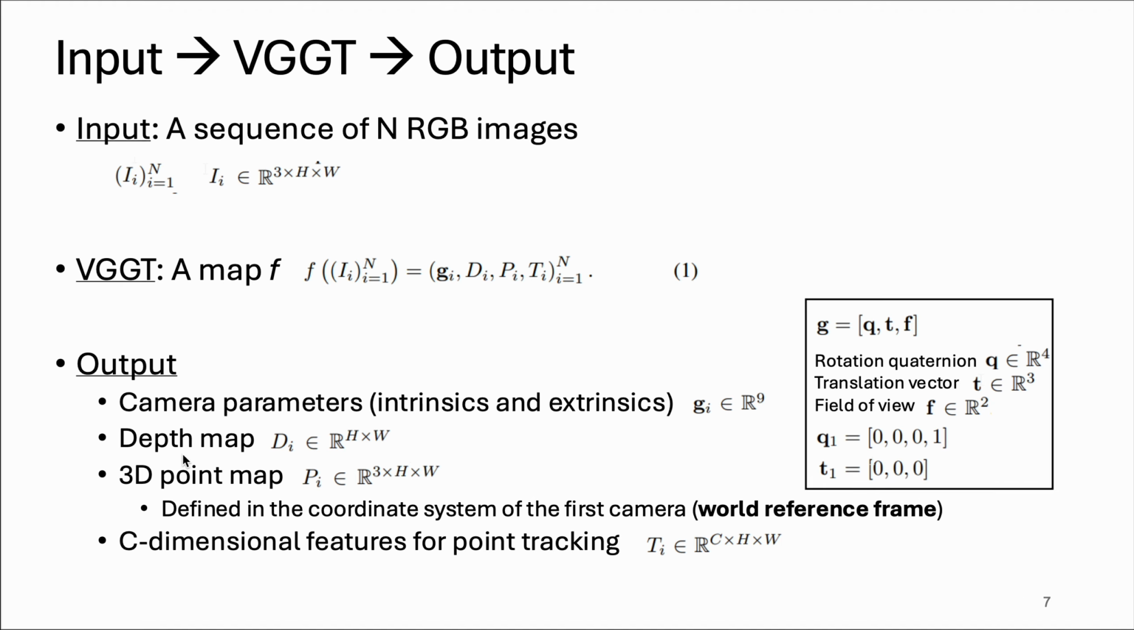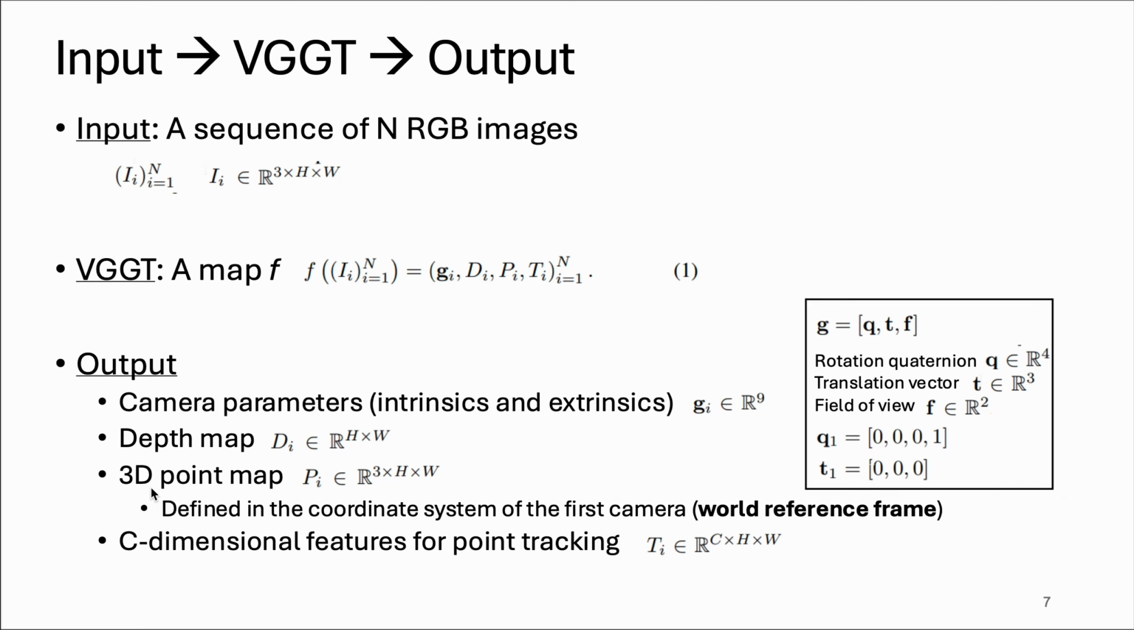The second output is a depth map. For each image, there is a depth map corresponding to that image, corresponding to the depth from that camera orientation. So the depth map has the same dimension as the image.